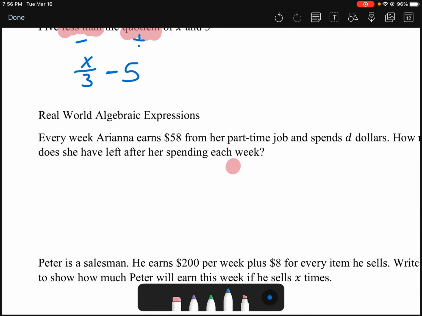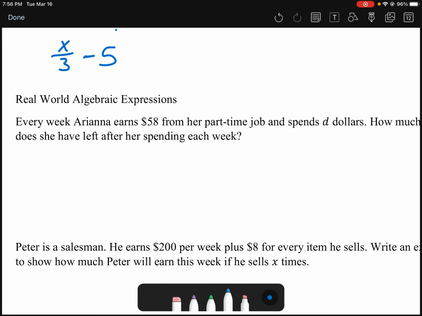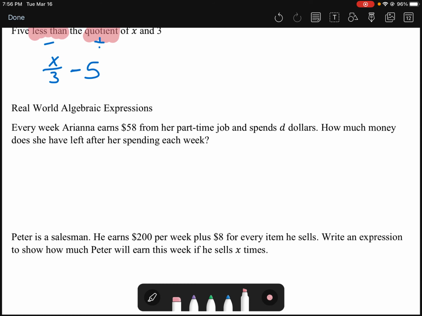All right, going into real world problems. First one here: every week, Ariana earns $58 from her part-time job and spends D dollars. How much money does she have left after spending each week? First I want to start highlighting my important information. I see that she earned $58, but then she spends D dollars. We want to know how much money she has left after spending each week.